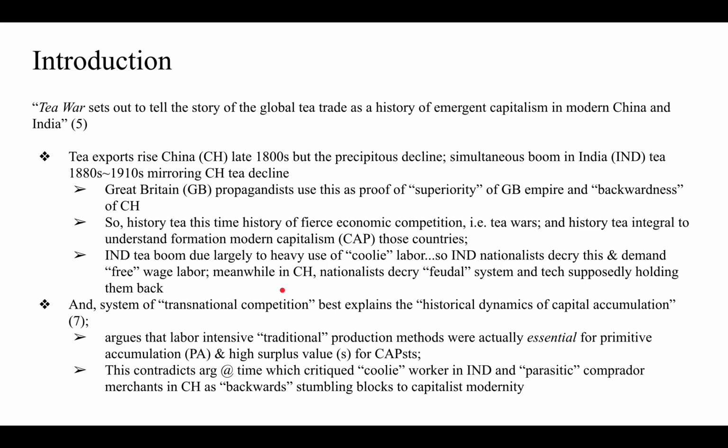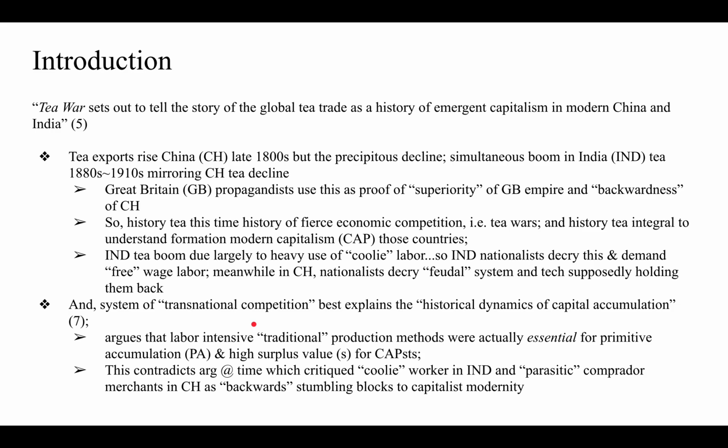Meanwhile, in China, nationalists there decried the feudal system, what they called the feudal system as well, and this old feudal means of technology or production that were supposedly holding them back. So they kind of bought into this argument as well. They would say, look, yeah, you're right. Great Britain in India, they introduced this modernizing technology, and that's why tea production is booming and whatnot.